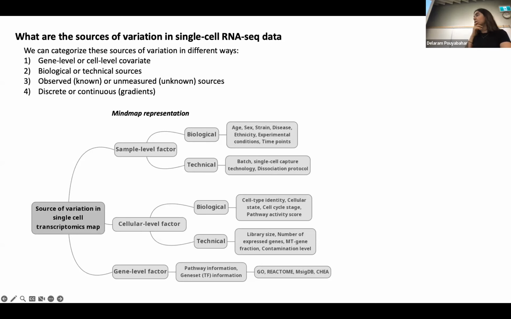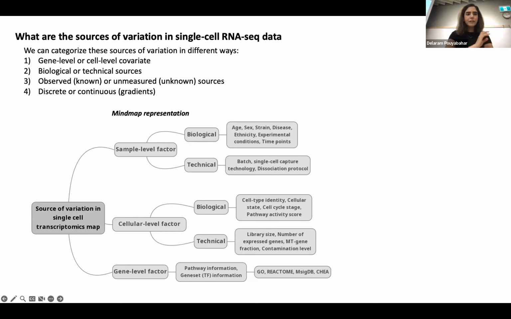The final category in this mind map here is the gene level factors. So what I mean by that is that sometimes you might have some information about your genes rather than the cells that you're studying. And that could be pathway information or different gene set information, for example, transcription factor gene sets. And we're all familiar with Gene Ontology, Reactome, MSigDB, and ChEA is a transcription factor gene set.